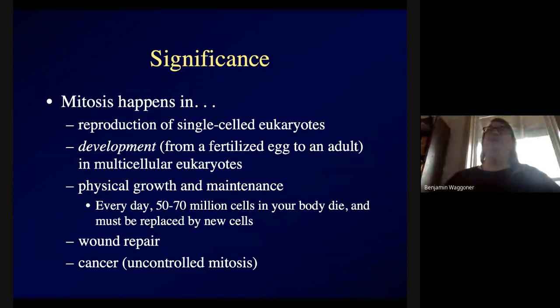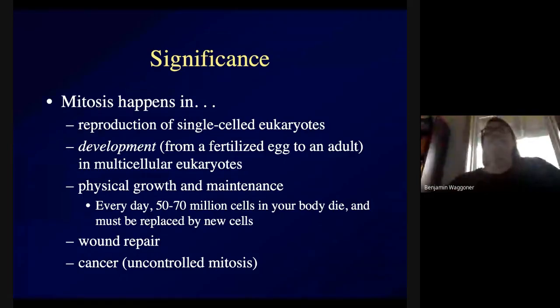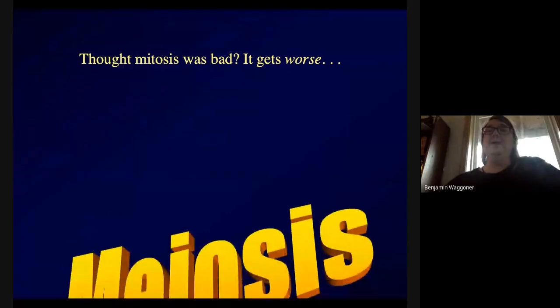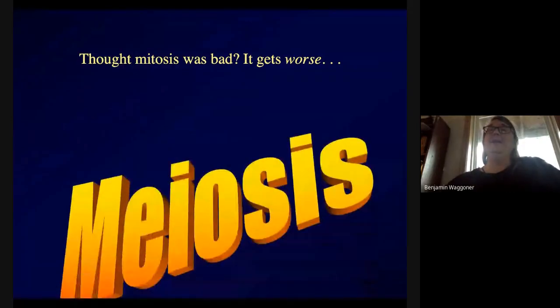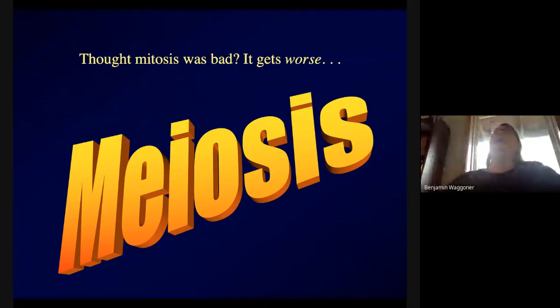I won't go too much into what cancer is, except that at its base, it is mitosis out of control. So understanding mitosis is critical for a lot of reasons. But it gets worse because mitosis is not the only type of cell division that we see. There's another type called meiosis, M-E-I-O-S-I-S, meiosis. Not mitosis, meiosis.